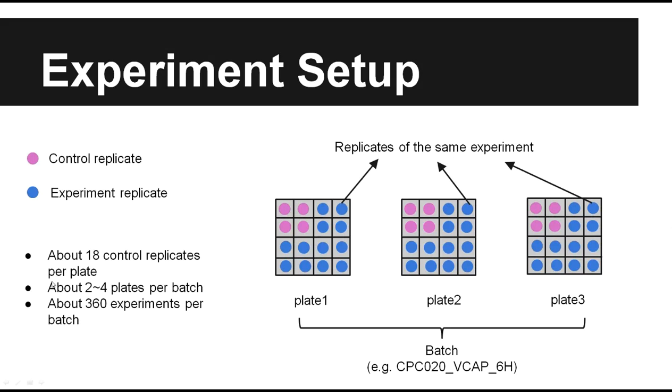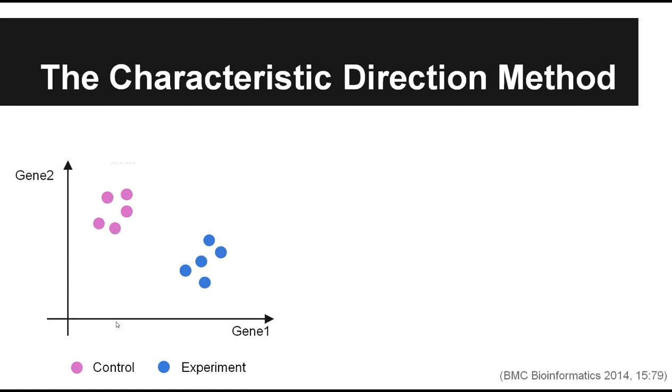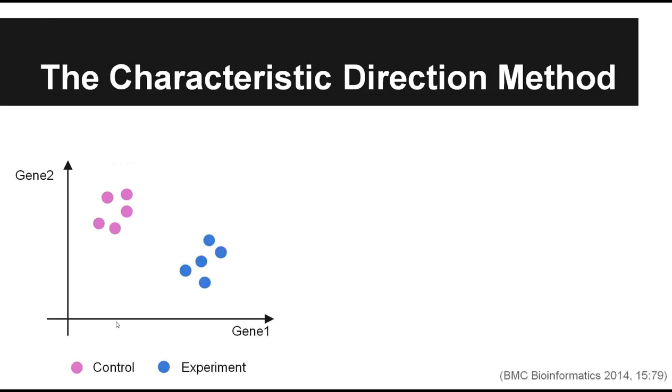Some statistics: 18 control replicates per plate, and there are usually 2 or 4 plates per bench. Usually an experiment has 2 to 4 replicates, and there are about 360 experiments per bench. So this is the first part, to identify the experiments that are significantly different from control.